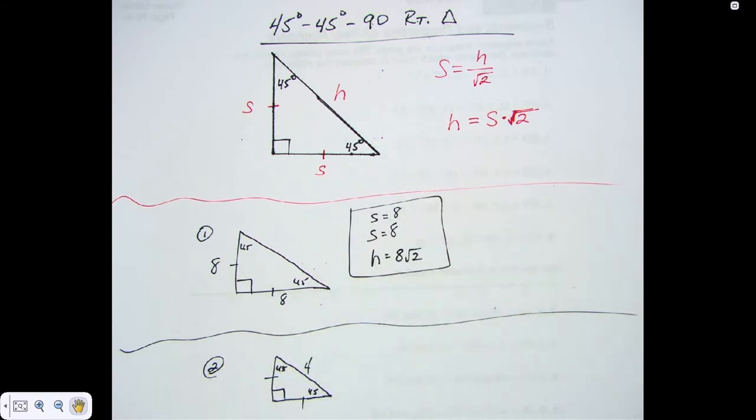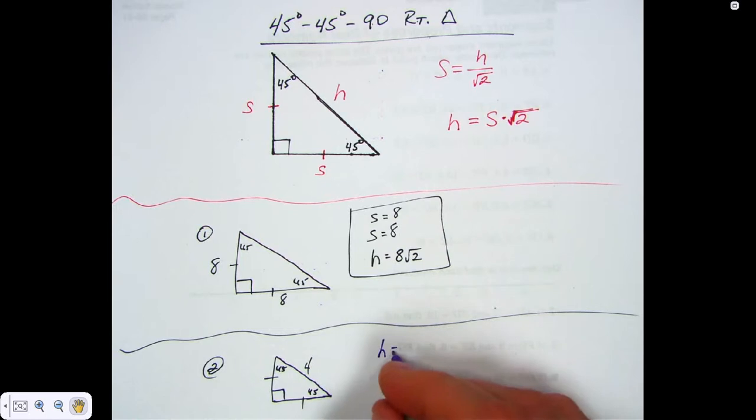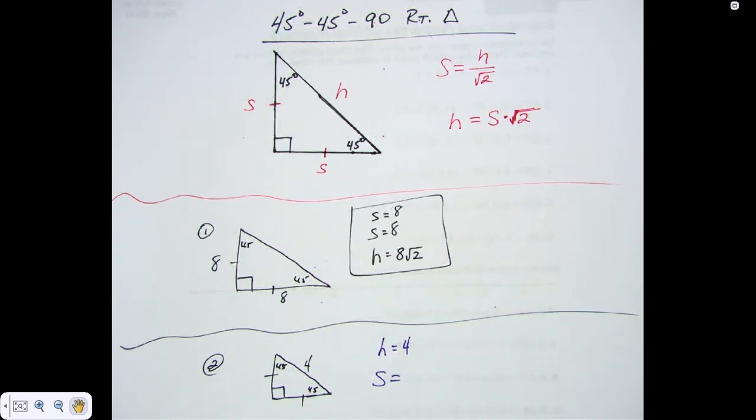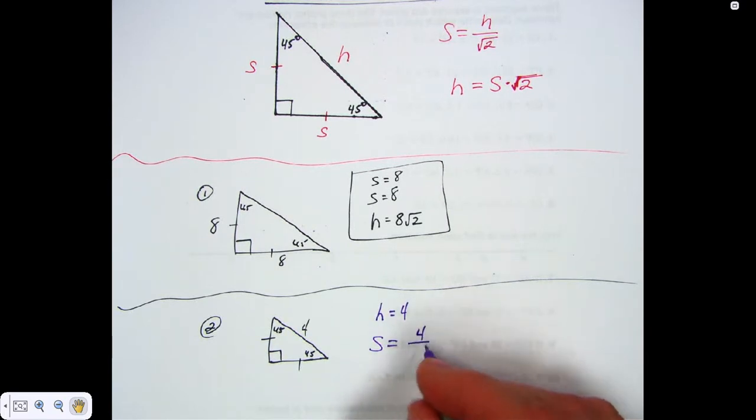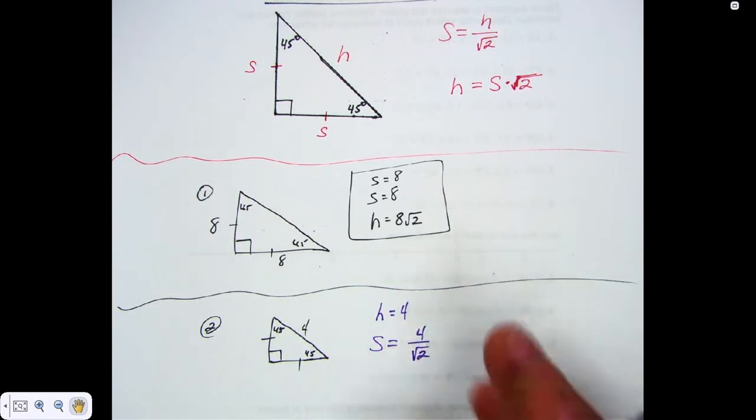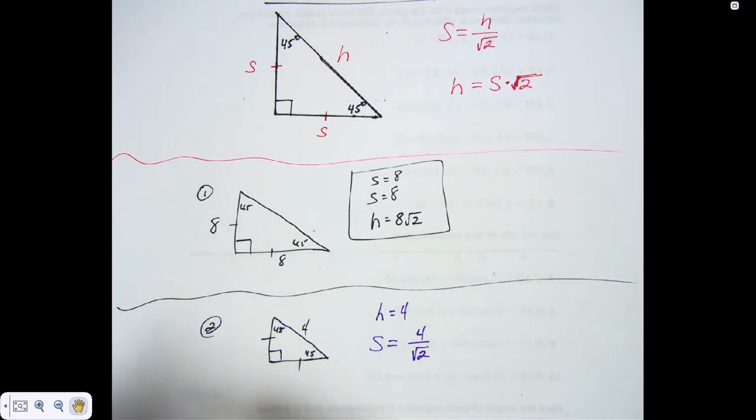What in the world am I going to do here? You have the hypotenuse, which is 4. So I have to find S, do I not? Yes. How am I going to find S? It's 4, the hypotenuse, divided by what? Square root of 2. Okay, look at this.